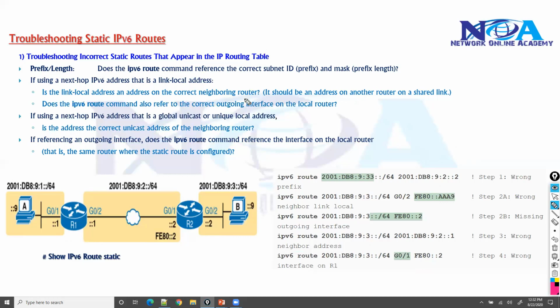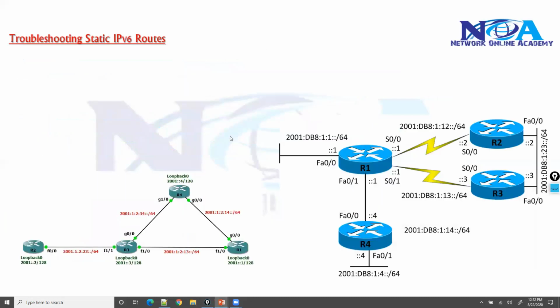The next thing we'll also see: what if the routes are not seen at all in the routing table? Let's assume that the configuration seems to be perfect. Whatever the configurations are, they are correct, but still the routes are not seen in the routing table. Then what are the things we need to check?